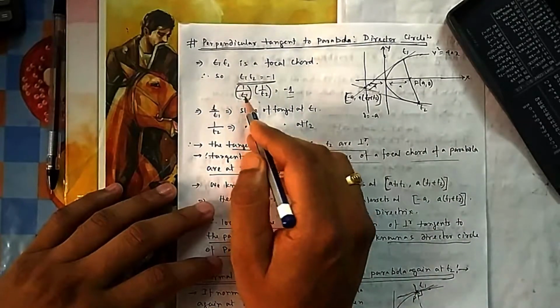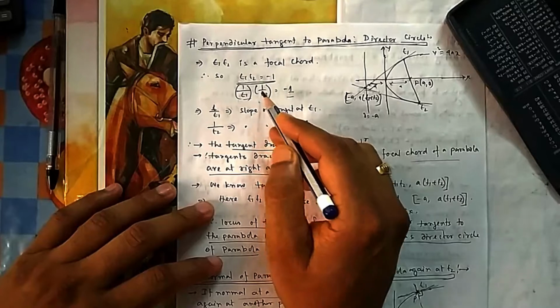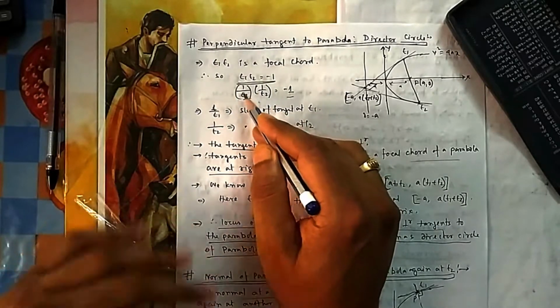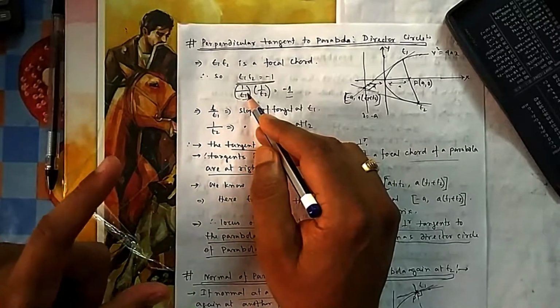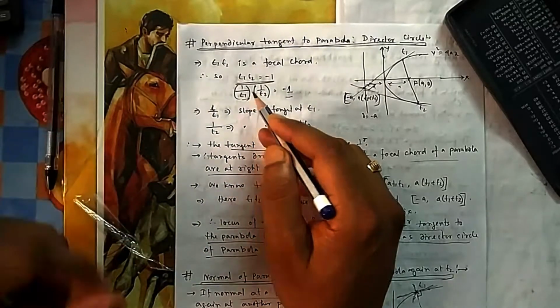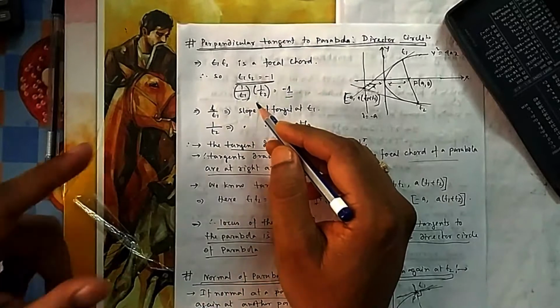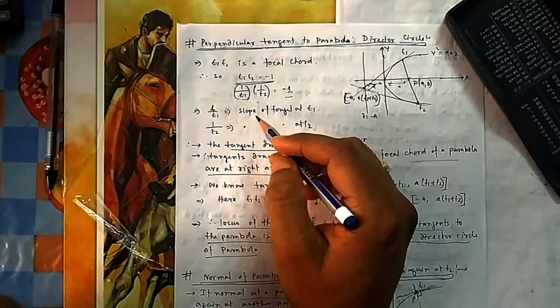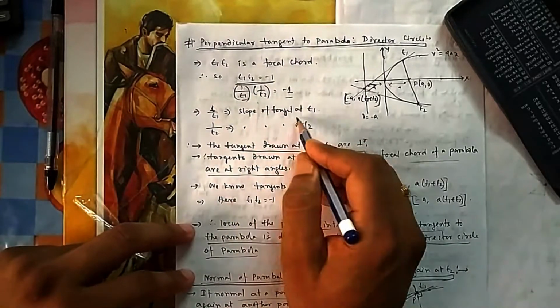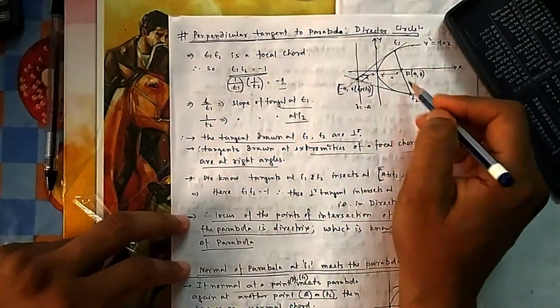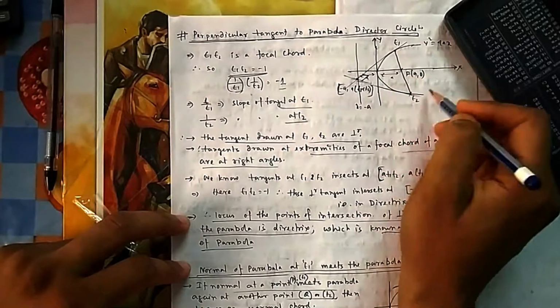Now what is 1 by T1? This is very interesting. And 1 by T2. This one we have seen when we started the parametrization of parabola. If T is a point, then 1 by T was the slope of the tangent and -T was the slope of the normal. These important things you have to remember. So 1 by T1 and 1 by T2 are nothing but the slopes at T1 and T2. So you have 2 points T1 and T2 on this parabola.